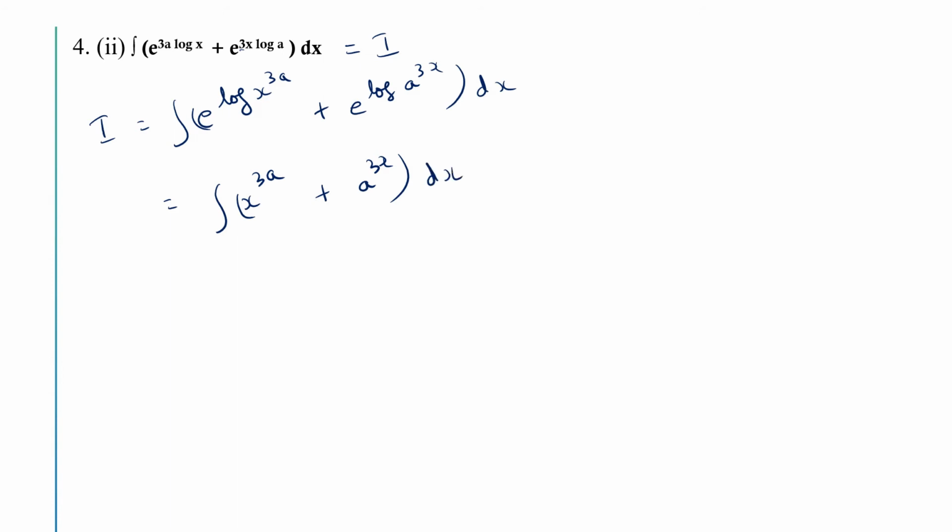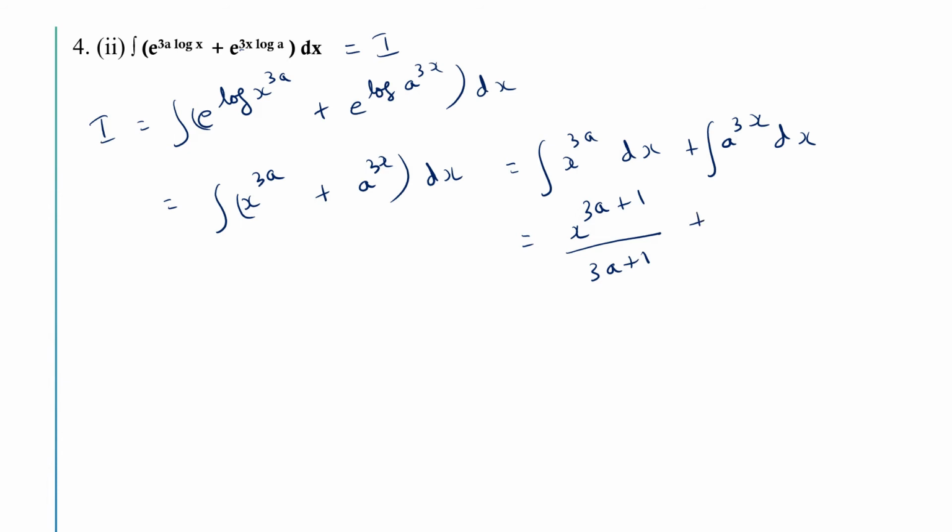So this is equal to integral x raised to 3a dx plus integral a raised to 3x dx. This is in the standard form, so we can use the standard formula. This is x raised to 3a plus 1 divided by 3a plus 1, then plus integral a raised to 3x is a raised to 3x divided by 3 log a, because here the coefficient of x is 3, then plus c.